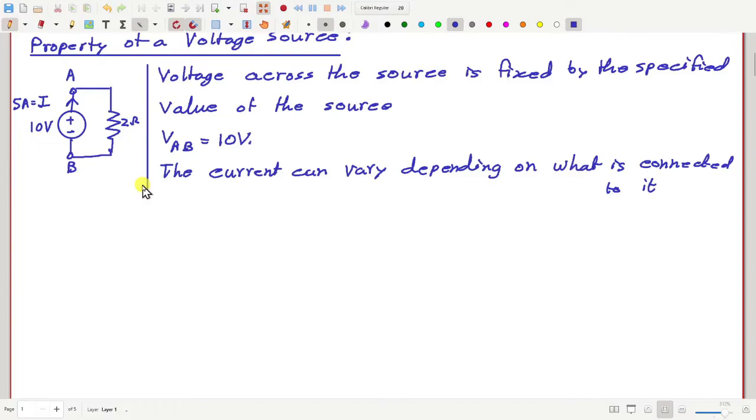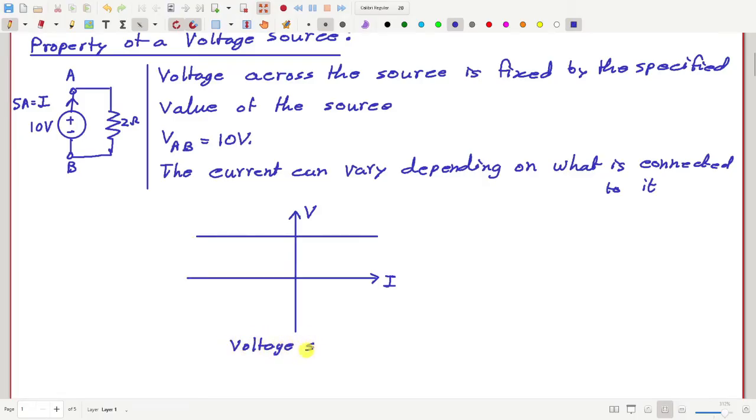So this fact we can represent using a graph where x-axis is say current through the source and y-axis is the voltage across the source. Then the voltage is always constant. So we will get a horizontal line, straight line, and this is the characteristics of a voltage source.